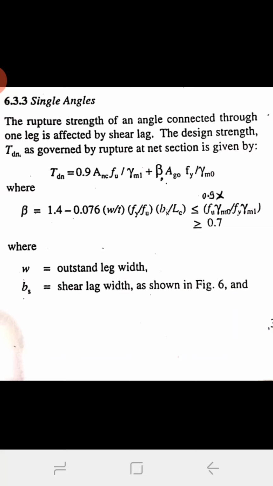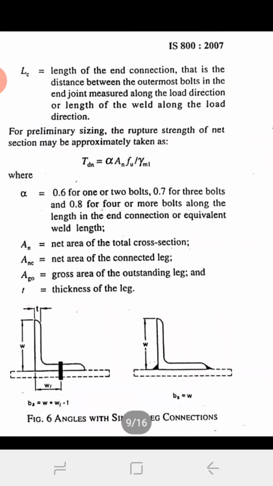When one leg is connected to the gusset plate, unequal stresses will develop after applying the load. To take care of that, this is the correction factor given in the code. So refer to this formula, calculate all the values, substitute here and get TDN. Okay, so this is the formula given.